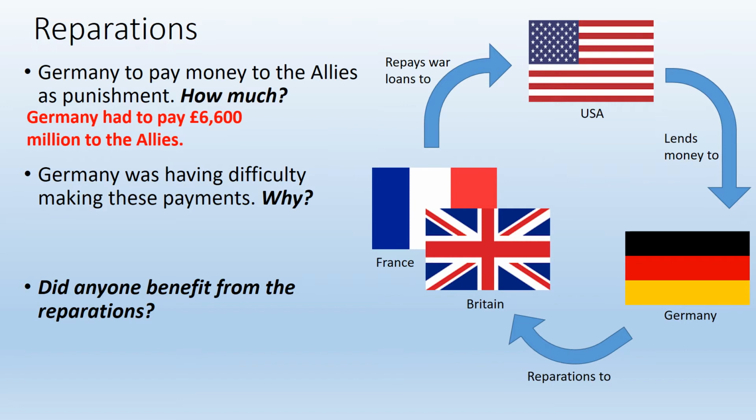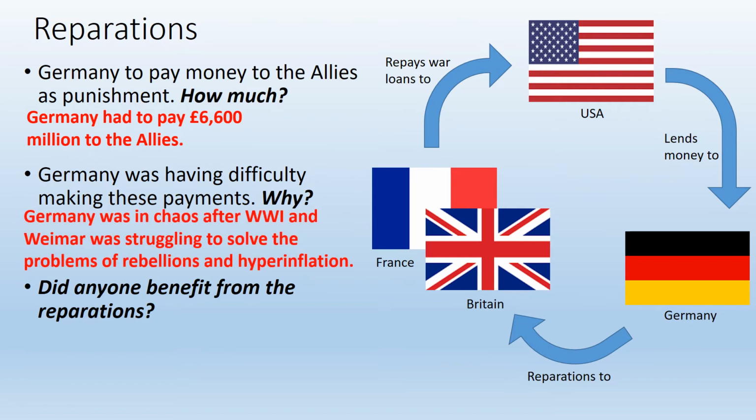Germany was having difficulty making these payments. Why was that? If your answer has something to do with after the chaos of the First World War, Weimar was struggling to solve problems and hyperinflation, you're right as well. And did anyone benefit from the payments? Well, to be able to answer that, we're going to have a look over to the right-hand side here.